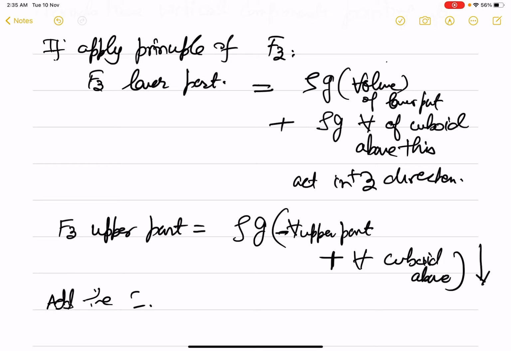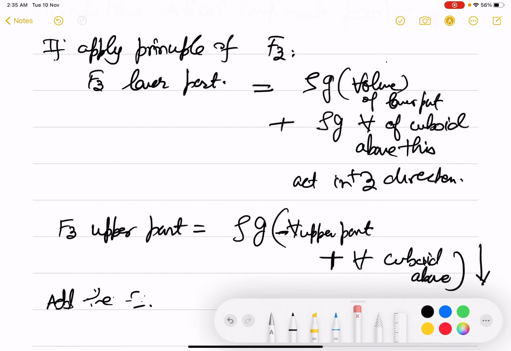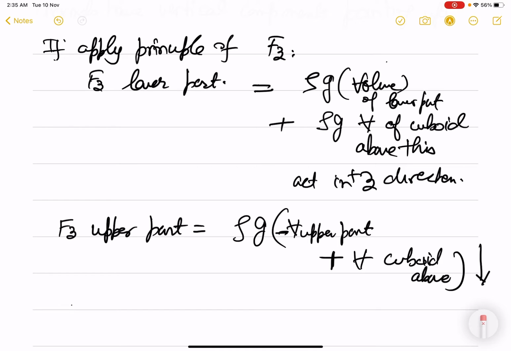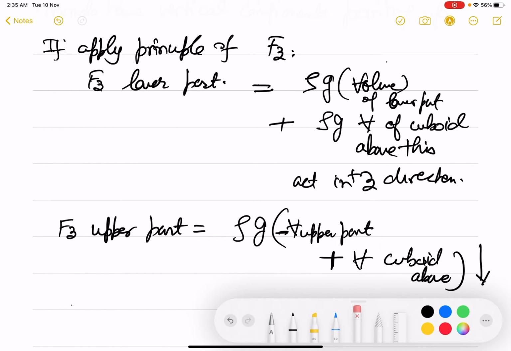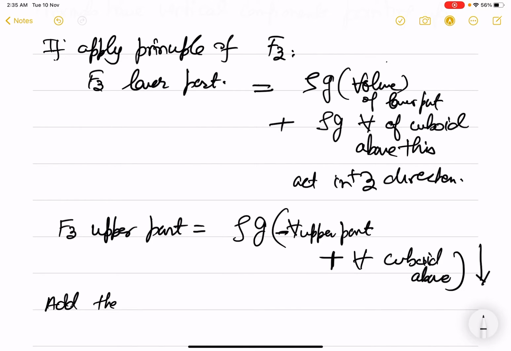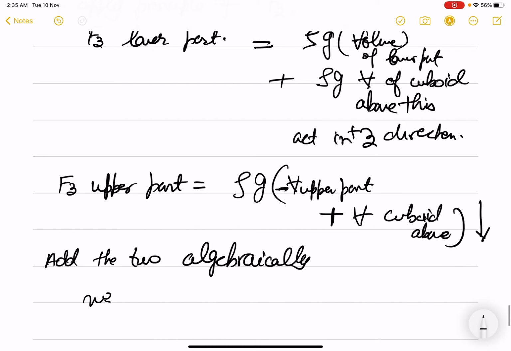And when you add the two, on addition we will be left with nothing but rho g times volume of the body. So when we add the two algebraically, we get rho g times volume of the body, and this is the buoyant force.